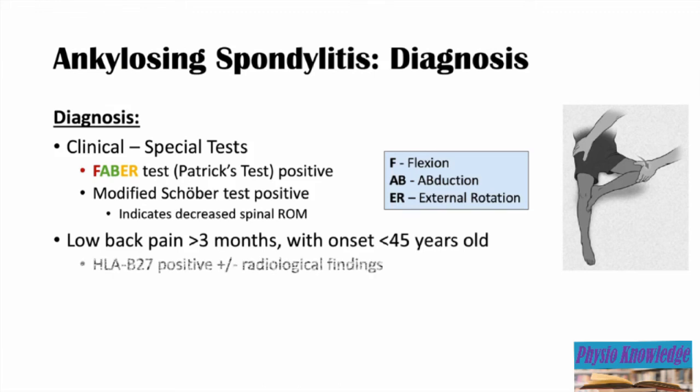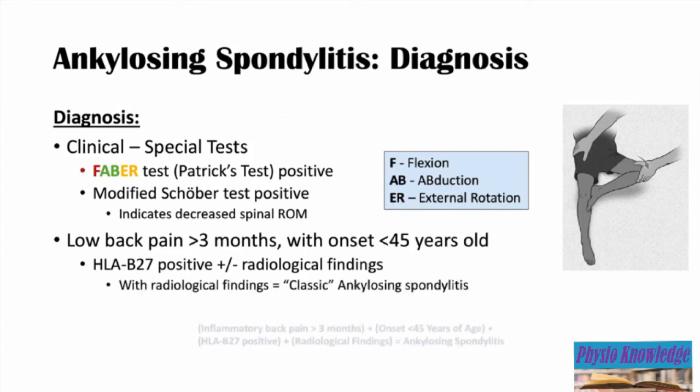That doesn't completely give us the diagnosis, however. We still need to do some other testing. We can look at their HLA-B27 status. If they're positive, that is also another point toward making the diagnosis. And we have to look at X-ray findings. So if they have radiological findings that we talked about in the last slide, they do have classic ankylosing spondylitis.